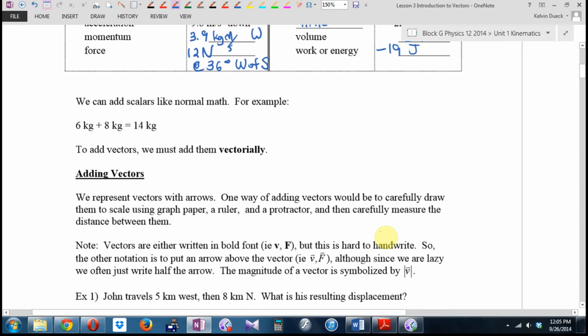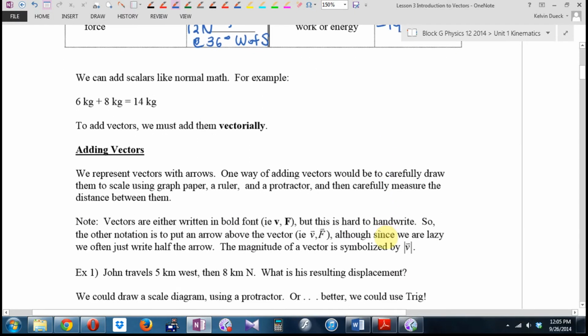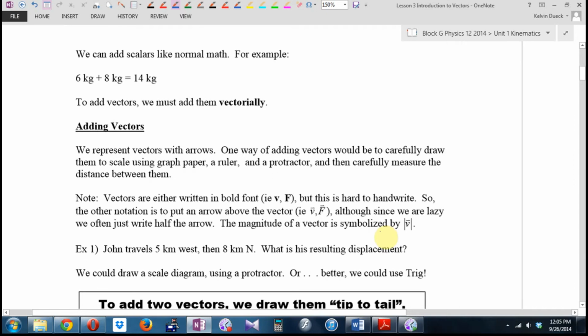We had scalars like normal math. 6 kilograms plus 8 kilograms is 14 kilograms. But to add vectors, we add them vectorially. And I'm going to go through this. But the key idea was, how do I add two vectors? I draw them tip to tail. And then the answer is from the tail of the first to the tip of the second. Remember that from last year?